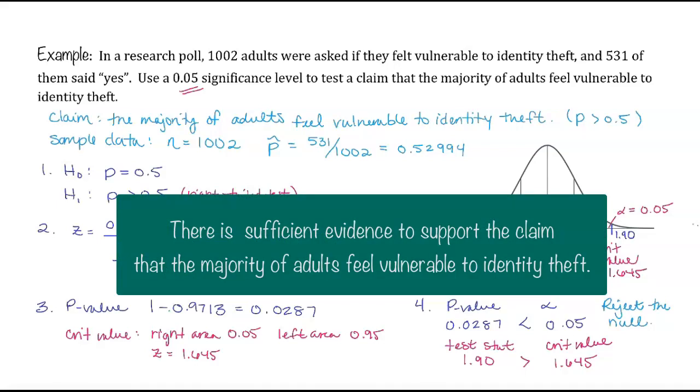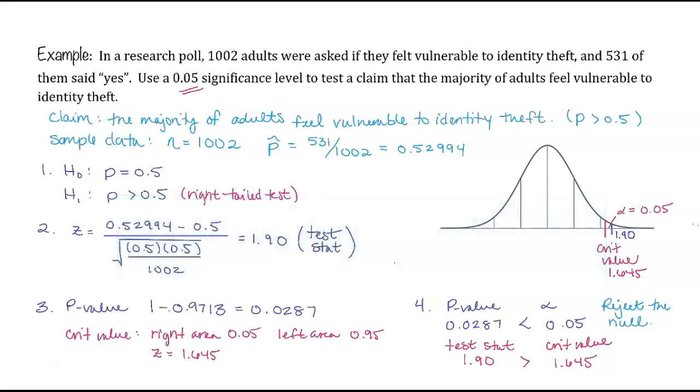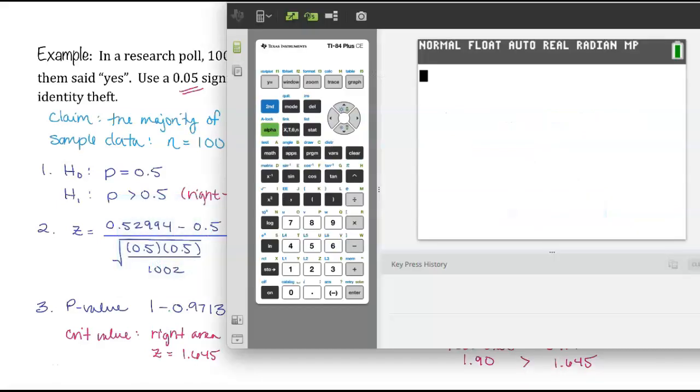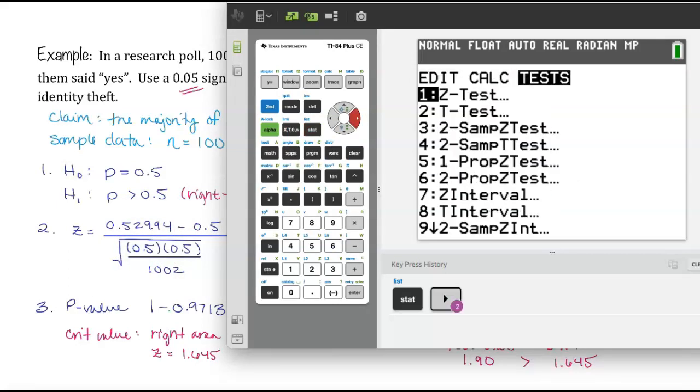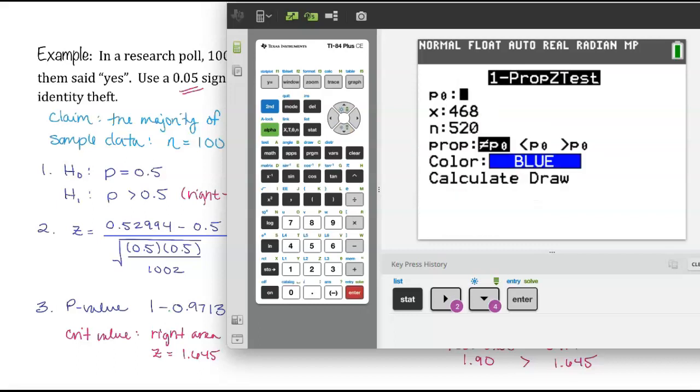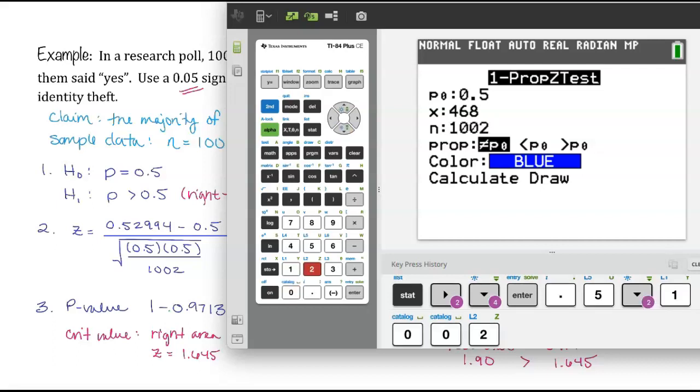Let's try out the same example again with our calculator. We want to use the one-prop z-test. We can find that in the Stat menu by toggling over to Tests. One-prop z-test is option 5. P0 refers to the proportion that's present in the null hypothesis. In this case, that's 0.5. We also will enter our x and n value. N is the sample size, 1002, and x represents the number of successes. And in this case, that would be the 531 that said yes.